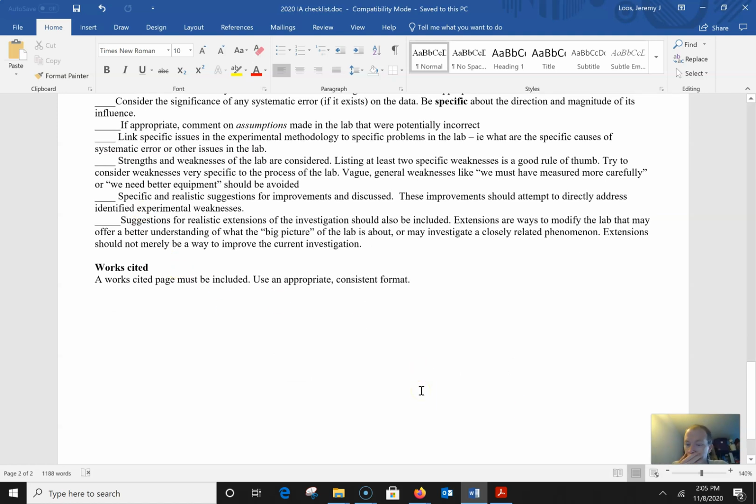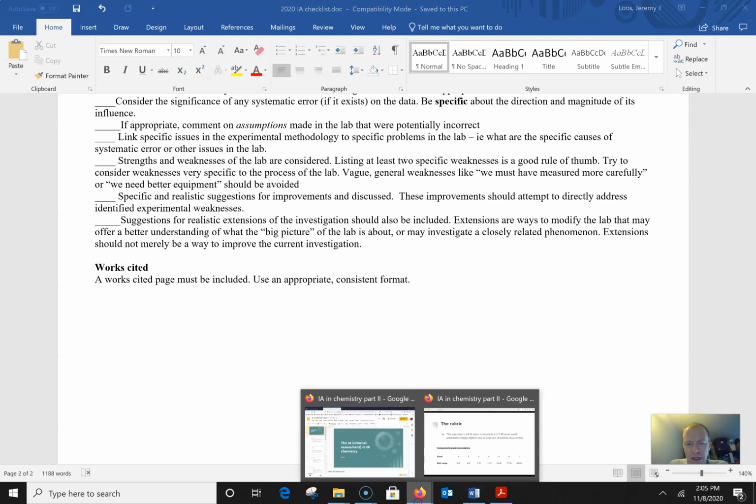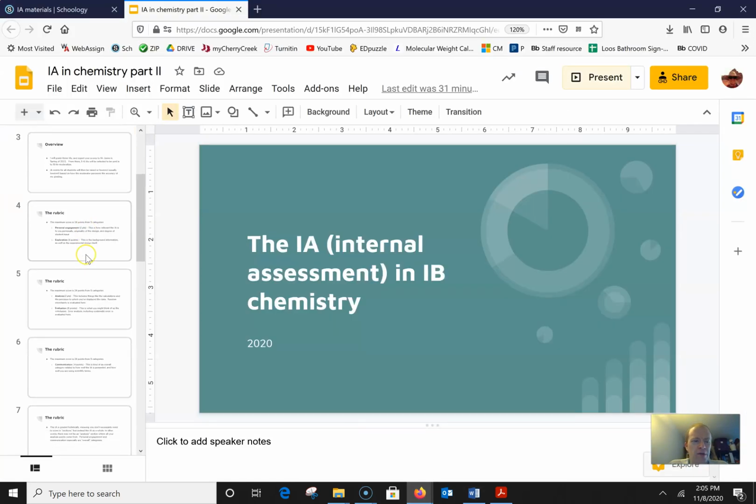Now, what I want to do right now is shift to talk a little bit more about how to apply this specifically to a database IA. So not a sim, not some kind of hands-on experiment you're going to do, but how do we address some of these things in a database IA? If you're not doing a database IA, then you don't need to watch this last part. But let me just call this up here.